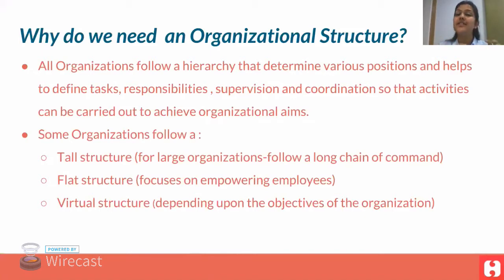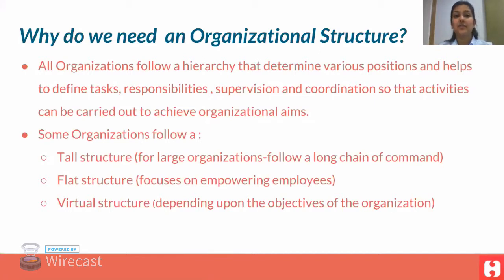So these help to define the various tasks and responsibilities. So different tasks are assigned to different employees, and it becomes quite easy to determine these tasks and responsibilities, the supervision and coordination, and also so that these activities can be carried out in order to achieve the common organization goal. Now, some organizations, they follow a tall structure. So for large and complex organizations, there's a very tall hierarchy which follows a chain of command.